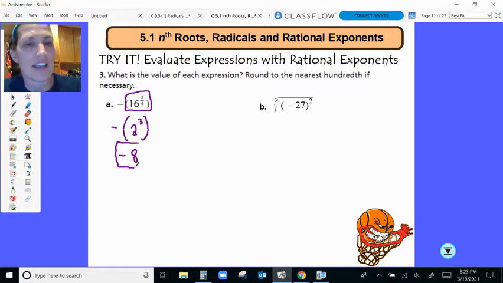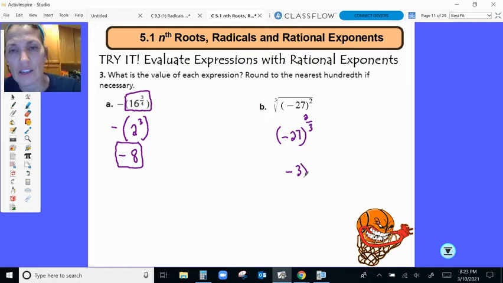So it's actually -8. Okay, so be careful with those negatives if they're inside the radical or inside the parentheses or not. Like this one over here is -27, and I'm going to go ahead and write this as 2/3. Okay. And then I'm going to take the cube root of -27, and that's going to be -3 squared, which is now +9. Okay.